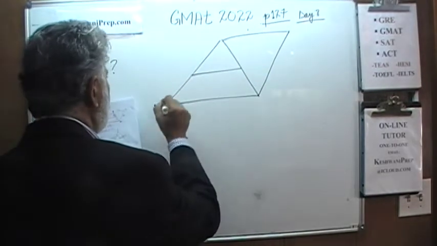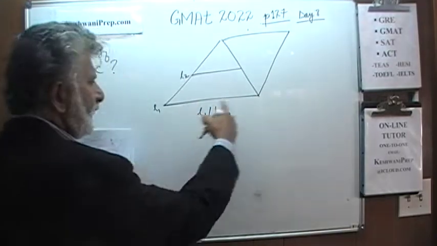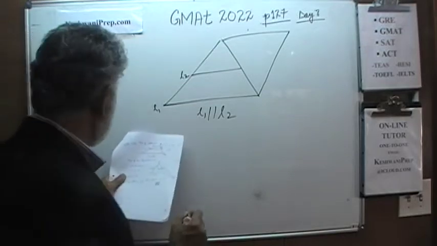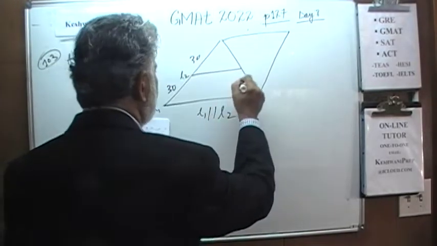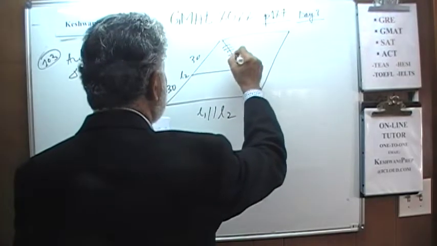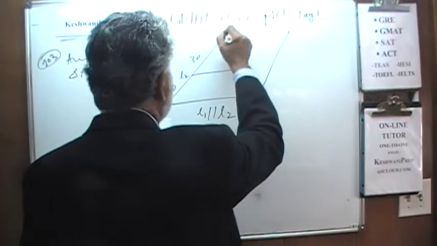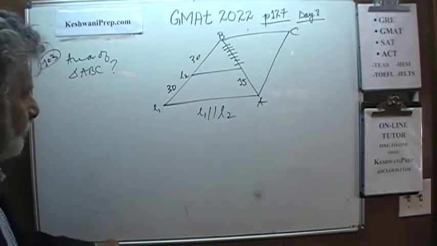Let's call this one L1 and L2, and we are told that this wall, which we are calling L1, is parallel to L2. We are also told that this is 30 feet, this is 30 feet, this is 15 feet. What we don't know is this part. And what we are interested in is this triangle ABC.